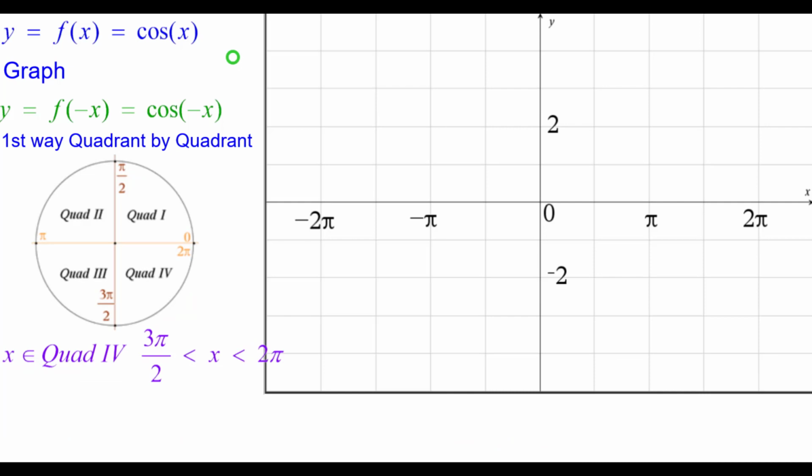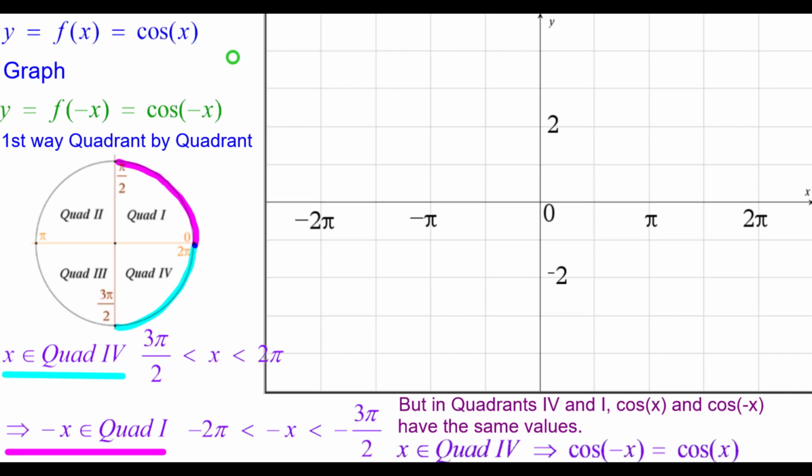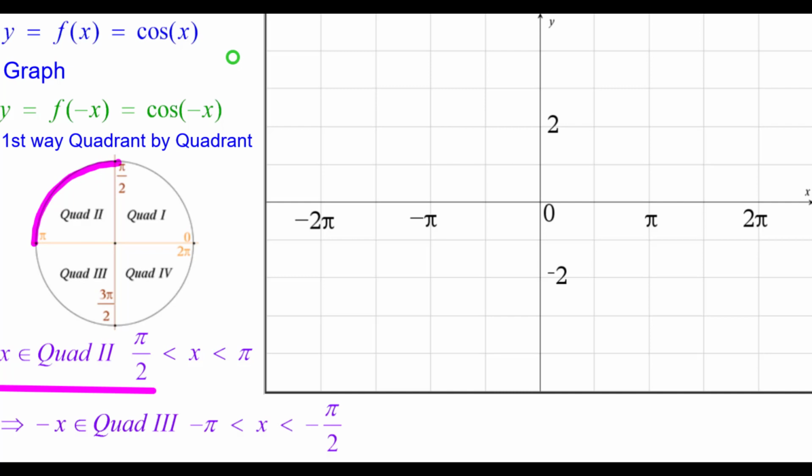A similar result will occur if x is in quadrant 4. Let's investigate. If x is between 3 pi over 2 and 2 pi, the opposite of x is going to be in quadrant 1, between negative 2 pi and negative 3 pi over 2. But in quadrant 4 and in quadrant 1, the cosine of x and the cosine of the opposite of x have the same exact values. So if x is in quadrant 4, the cosine of the opposite of x equals the cosine of x.